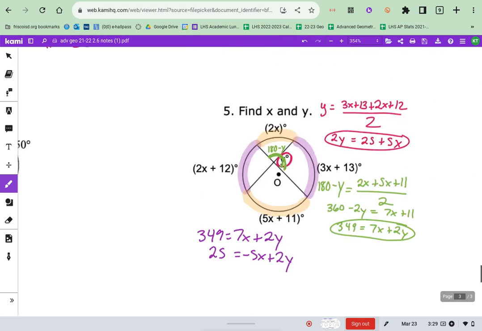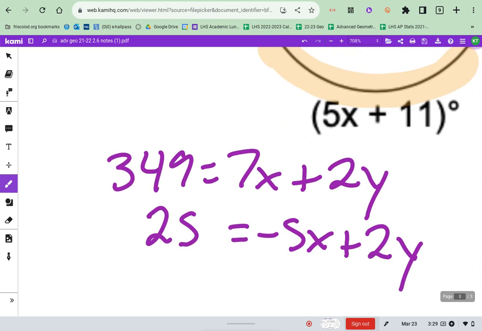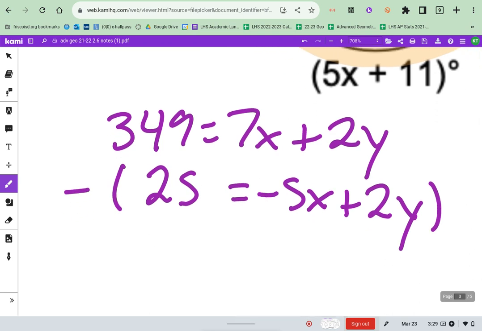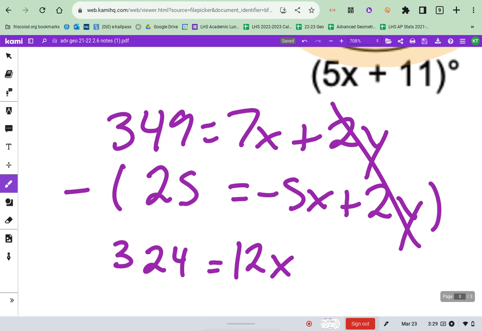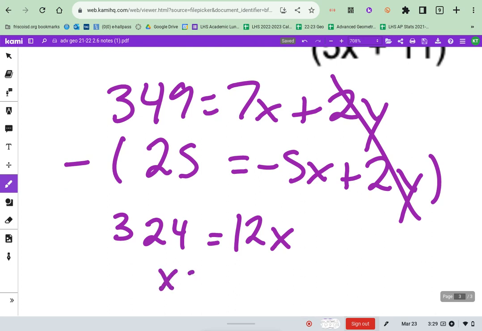Okay, so now I can subtract these two equations off from one another. So 349 minus 25 is 324. 7x minus negative 5x is 12x. And then 2y minus 2y is 0, so those cancel. So x is 27.